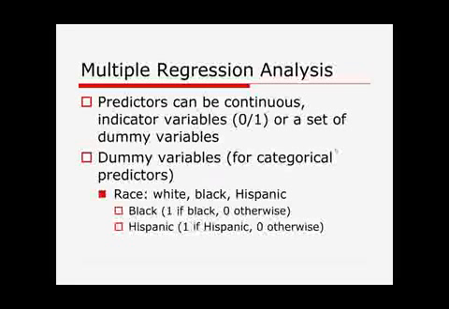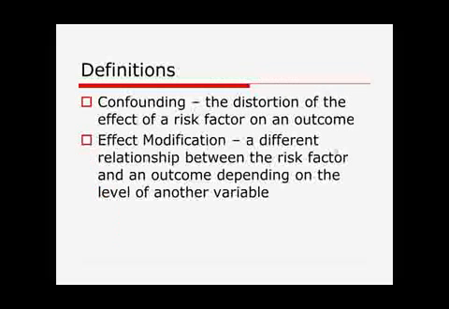Okay, so then you put the black and the Hispanic indicator variables in the model, and then you can interpret the coefficients associated with those, and they tell you how blacks differ from whites in terms of the outcome, and how Hispanics differ from whites. So you have to think about the kinds of comparisons that you want to make, and then you set up your dummy variables accordingly.